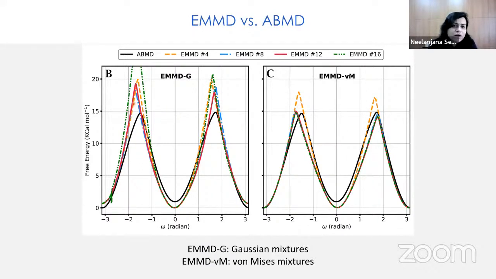But we found that if we use the Gaussian mixture model, it doesn't work very well. So depending on what kind of collective variable you have, it's perhaps a better idea to switch to the other distribution.